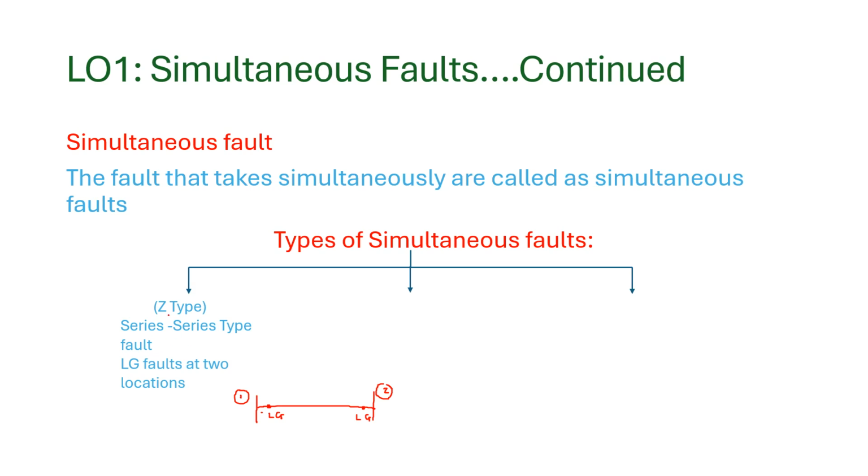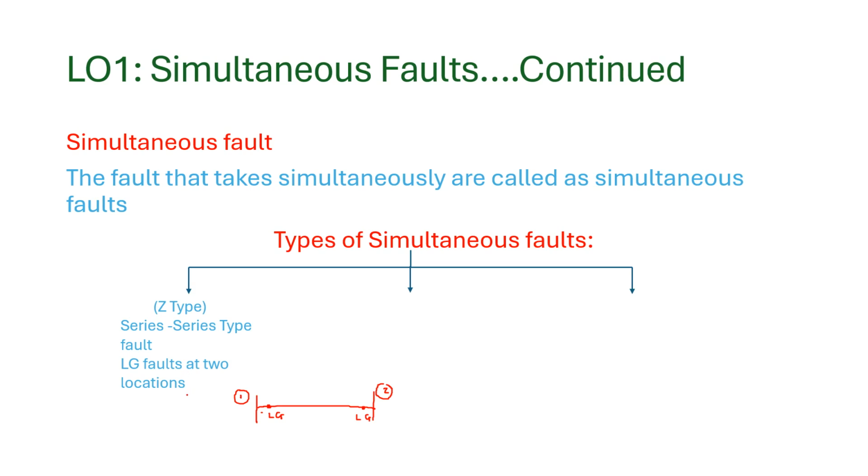So why is it called the Z type of fault? Because we can use the impedance, that is, Z bus. Z bus can be used for the purpose of analysis.